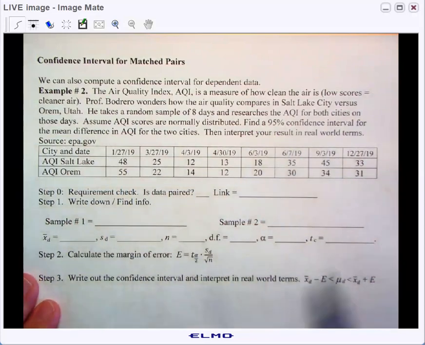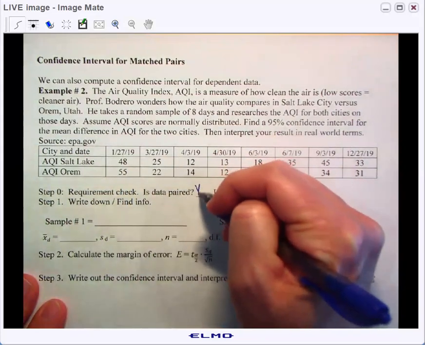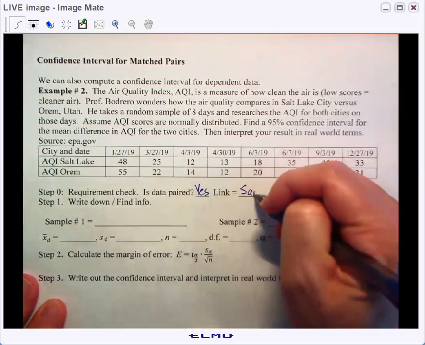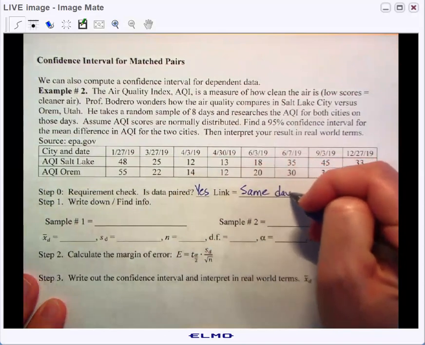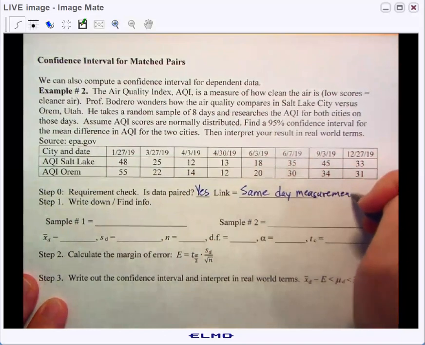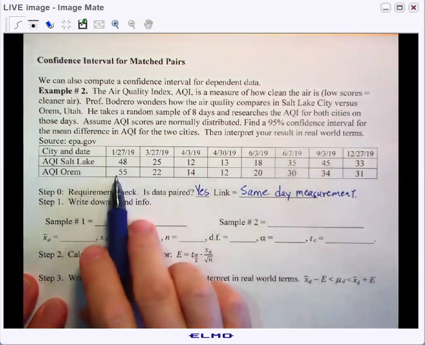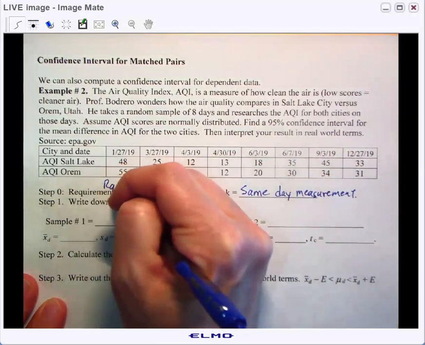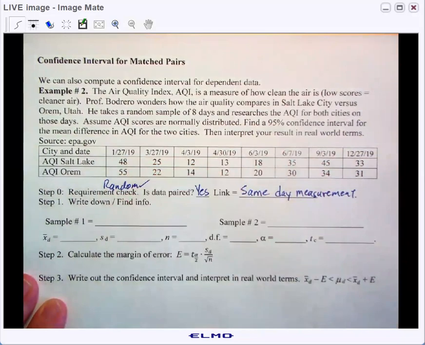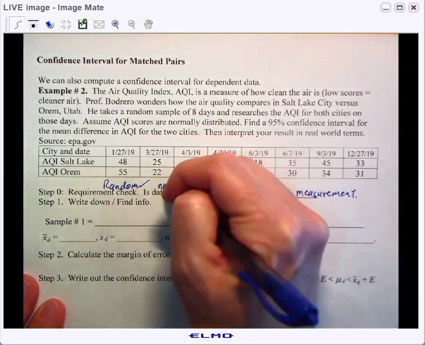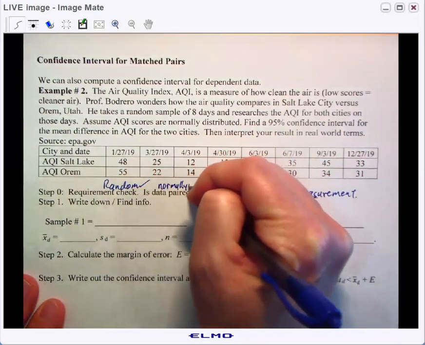So first off, let's do a requirement check. Was the data paired? And the answer is yes. The link is they are the measurements for the same day. So we measured the air quality in Salt Lake on the same day that we did in Orem. So they're paired by the day. And we also had a random sample. And it told us that the data seems to be normally distributed.